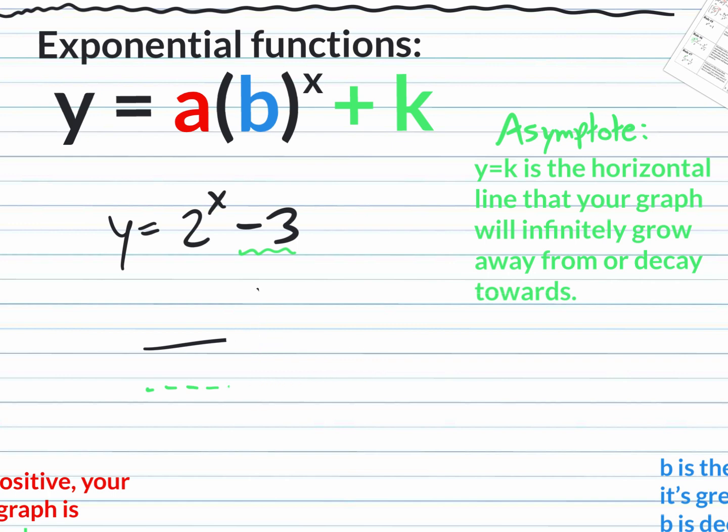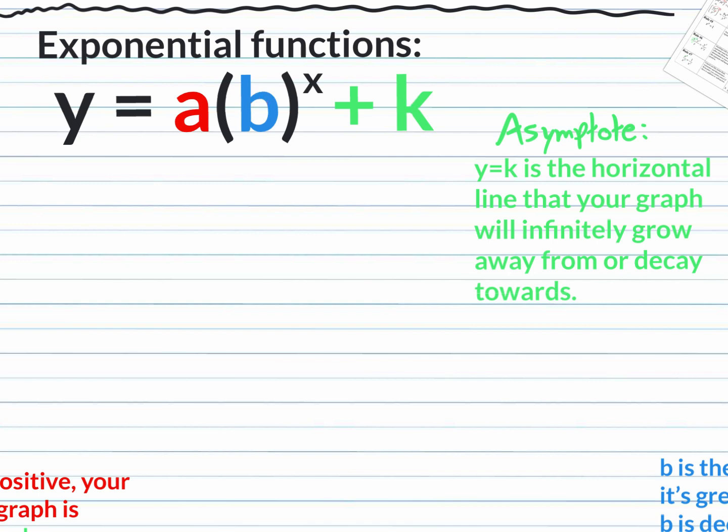So, let me not get too carried away. The k value gives you your asymptote, and it's that horizontal line. I usually draw it in green, that your line will either infinitely grow away from or infinitely decay towards. So that's very important to write down. The k value is your horizontal line, y equals k, that your graph will infinitely approach or grow away from.